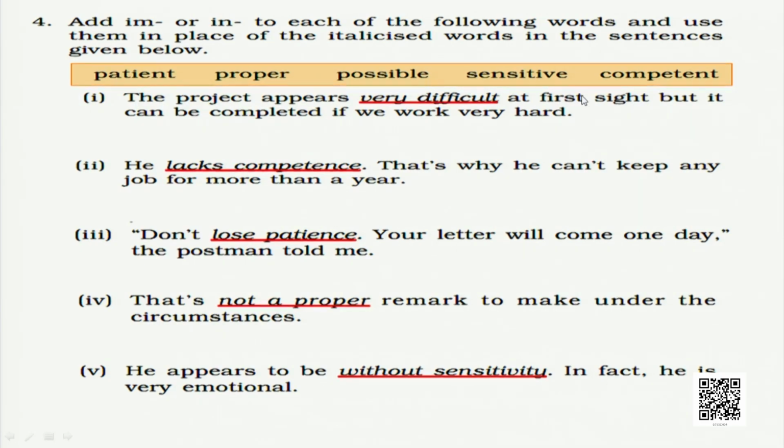Okay, in front of sensitive you don't put im, you have to put in. Sensitive is when you know how the person in front is feeling. Insensitive is when you don't want to know how the person in front is feeling. Competent is when a person is capable of doing something. Incompetent is when the person is not able to do something. He is not capable of doing.